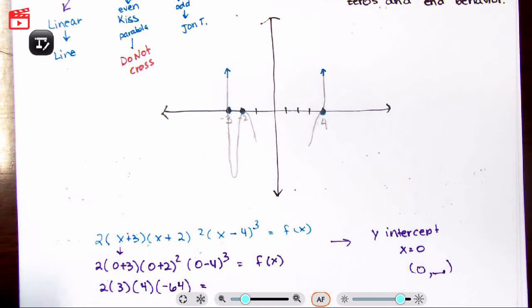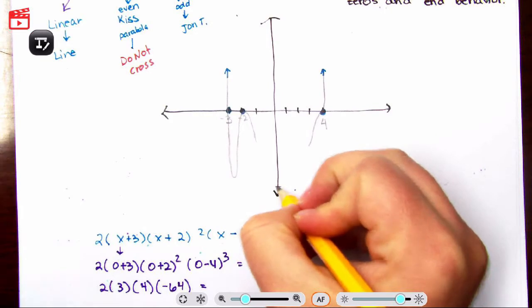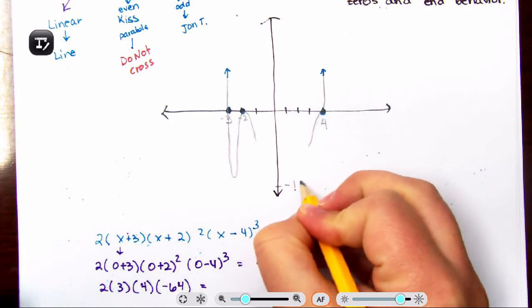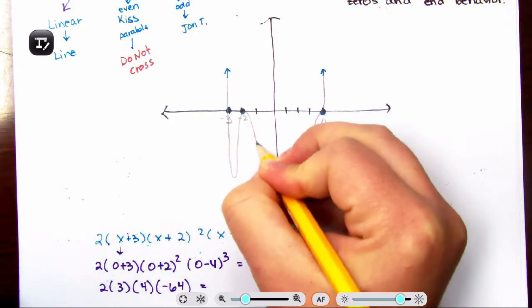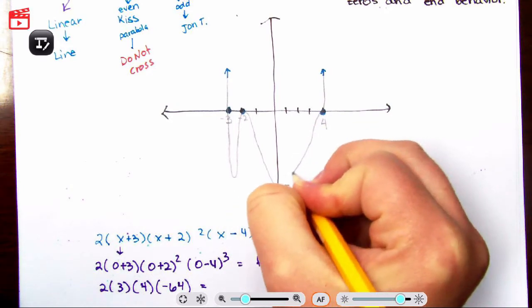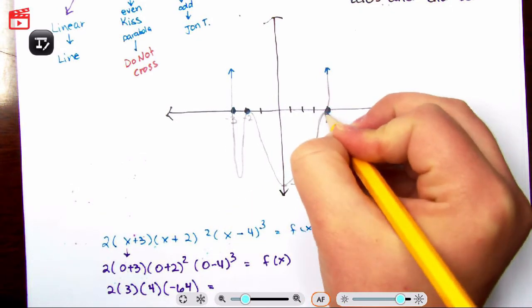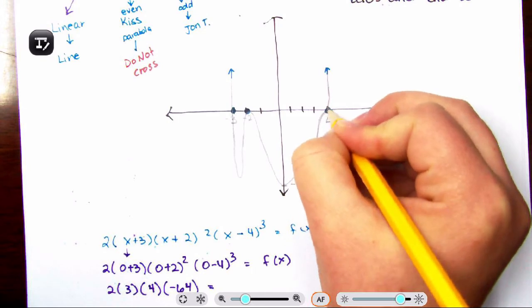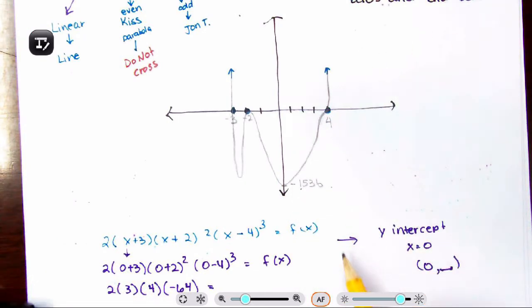This is where I'm telling you, don't write something until you know exactly what that number is, because this is an approximation. So this is actually at negative 1,536. So somewhere down, way down here, we're going to call that negative 1,536. That's where it crosses the y-axis, and then it's going to go back up for a John Travolta bend and go back up there.